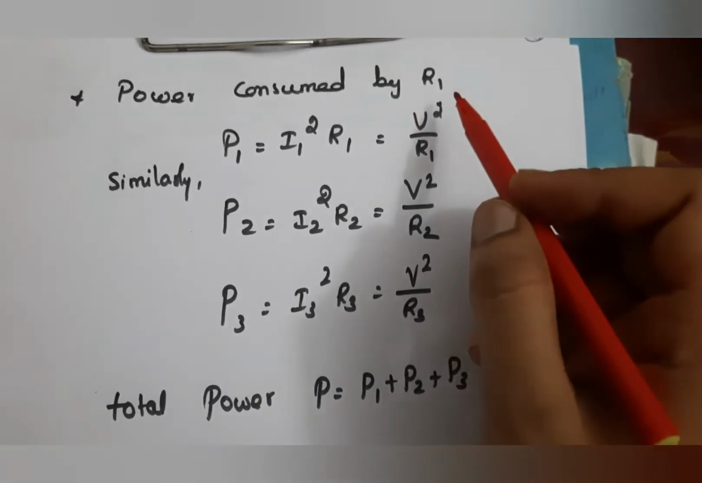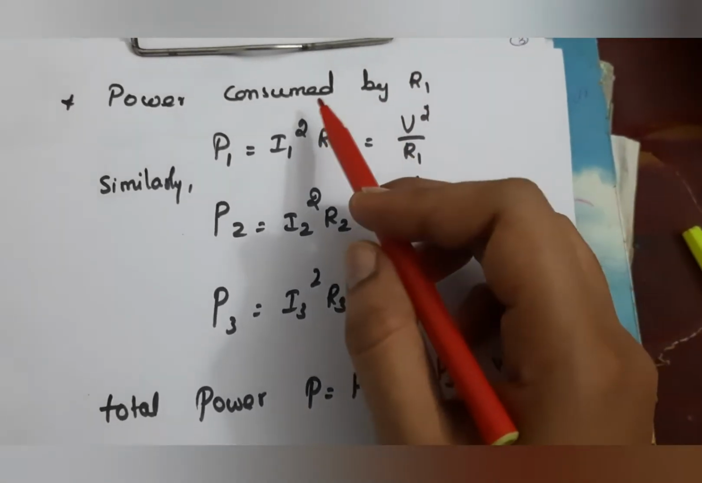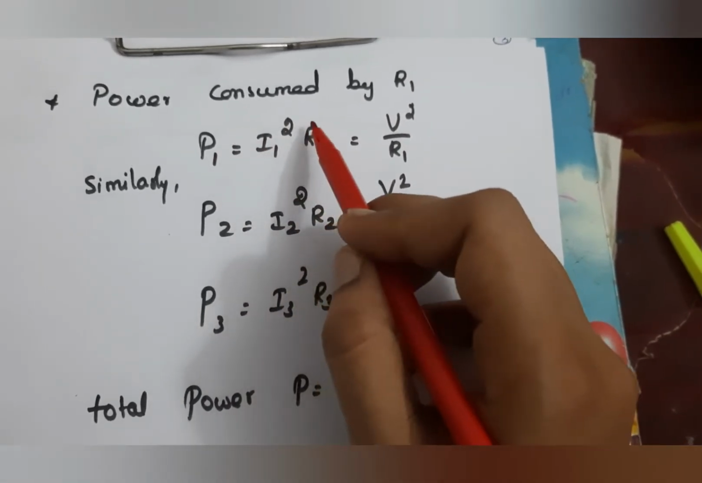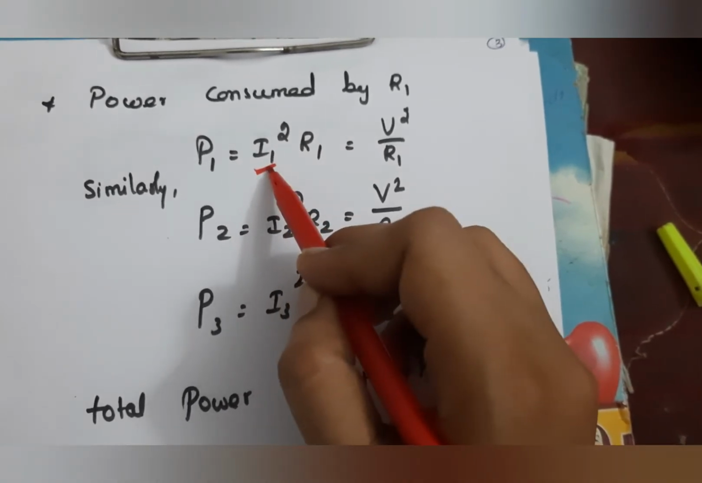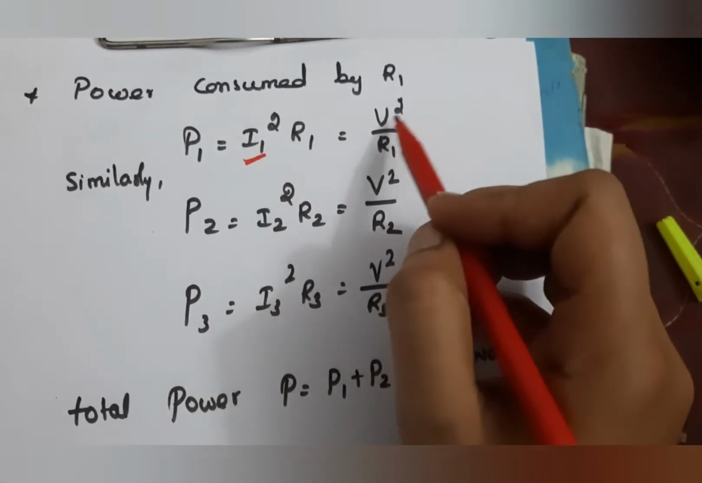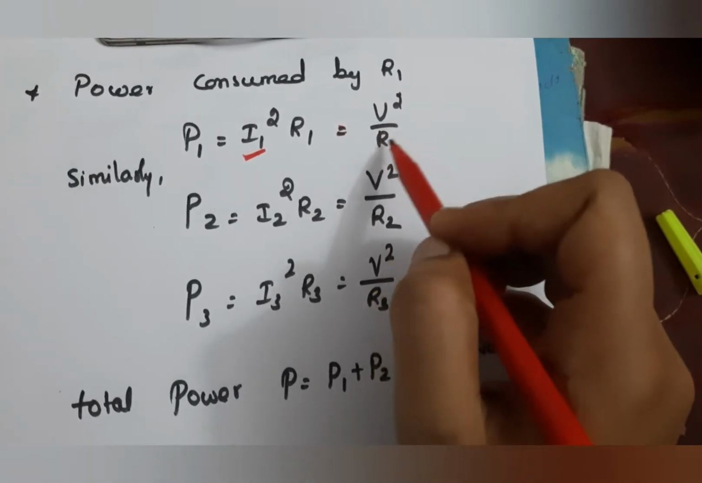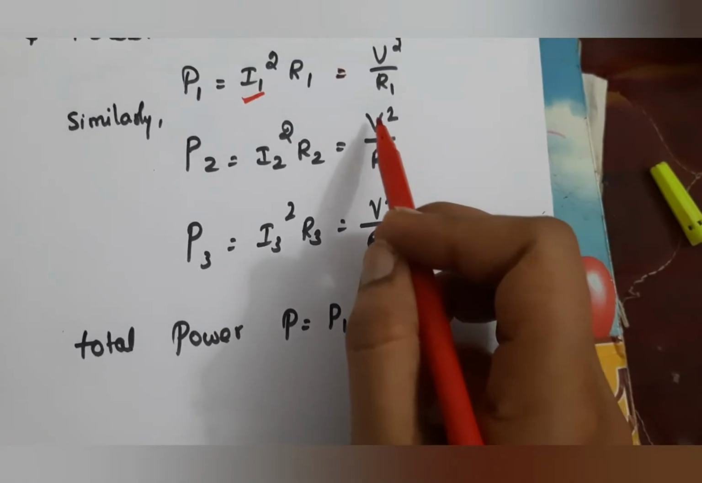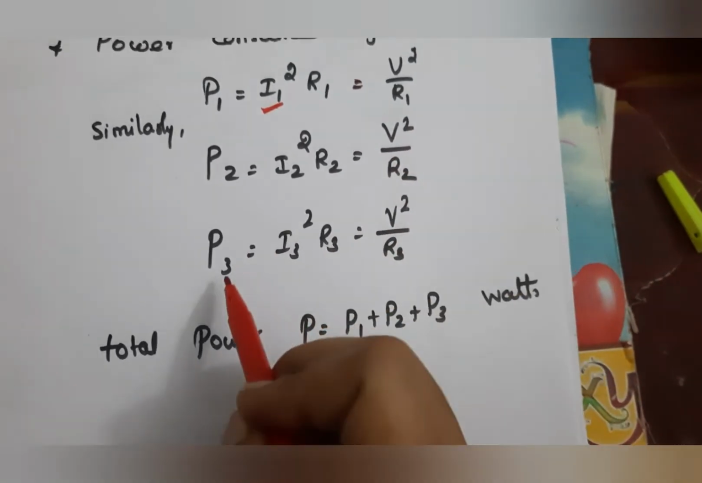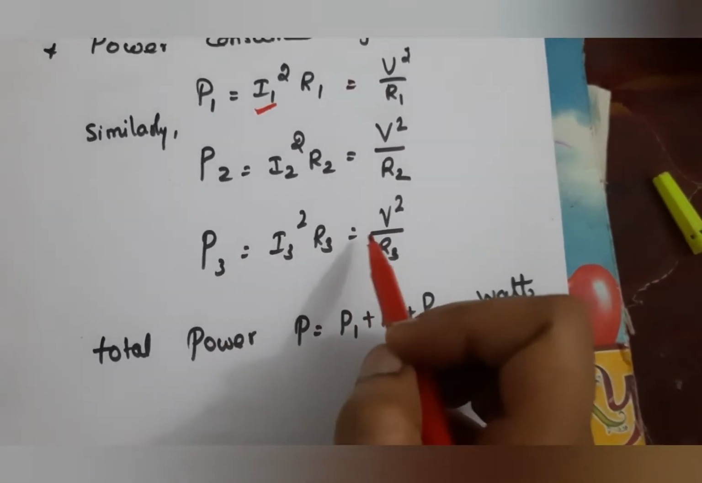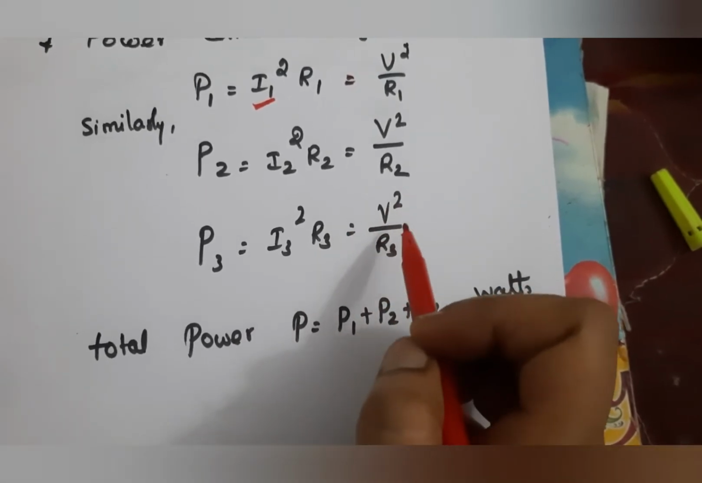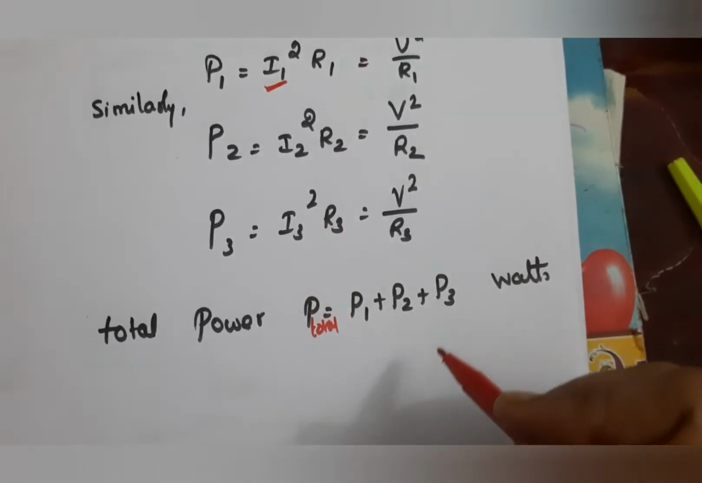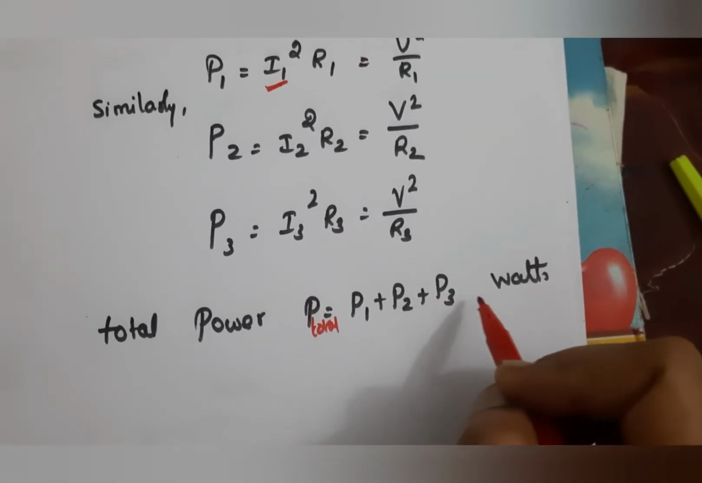Similarly, the power consumption in a parallel connection. Power consumed by the R1 resistor, P1, is equal to I1 squared into R1, and here the I value is different for each resistor, and that is equal to V squared divided by R1. Similarly, P2 is equal to I2 squared R2, that is equal to V squared divided by R2, and P3 is equal to I3 squared R3, that is equal to V squared divided by R3, and the total power is the summation of all three power consumptions, P1 plus P2 plus P3 watts.